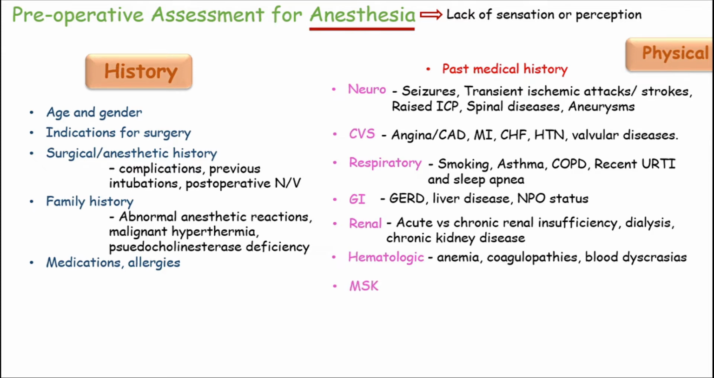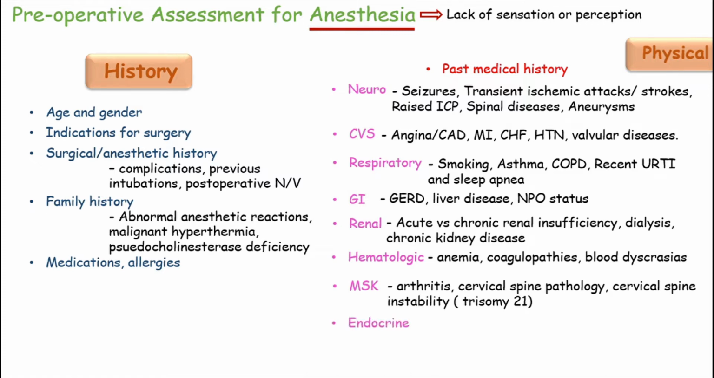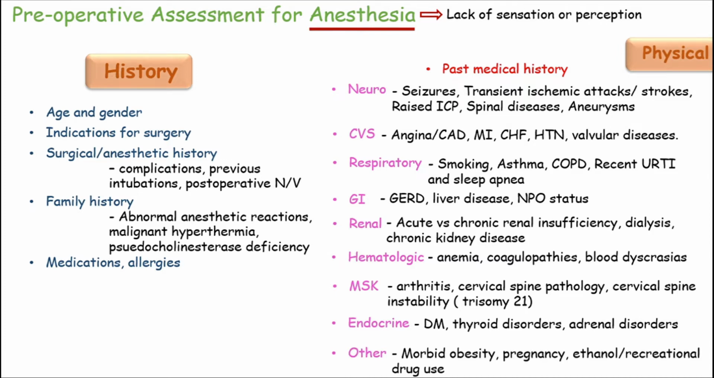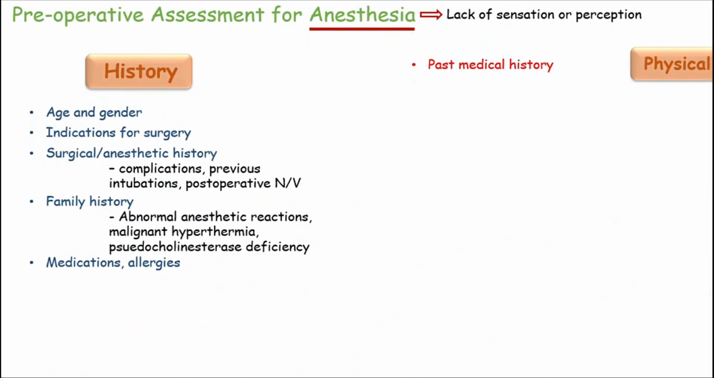In the musculoskeletal system, arthritis, cervical spine pathology, and cervical spine instability, for example, trisomy 21. Endocrine issues: diabetes mellitus, thyroid disorders, and adrenal disorders. We must also assess morbid obesity, pregnancy, ethanol, and recreational drug use. Let's take physical examination back into our place.